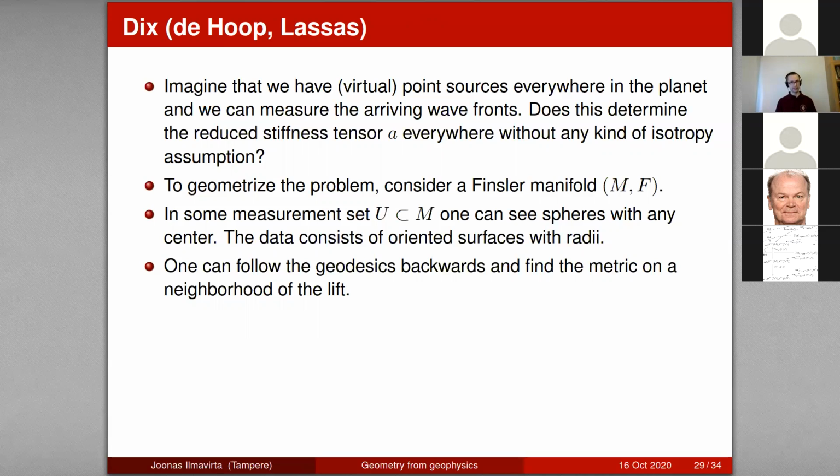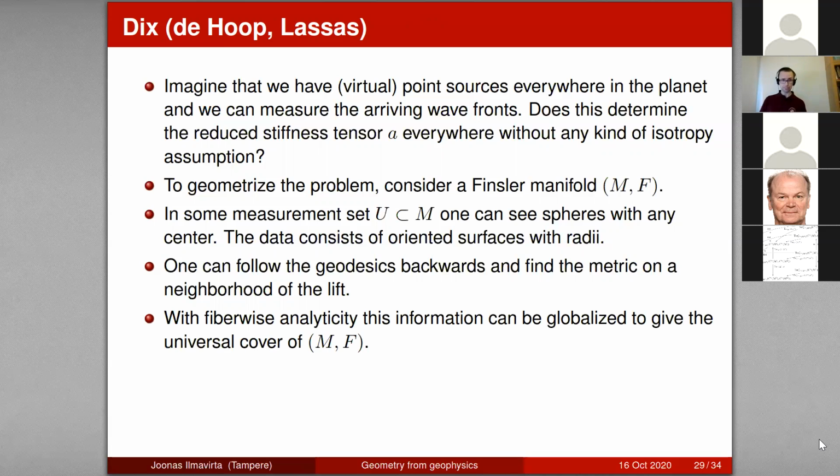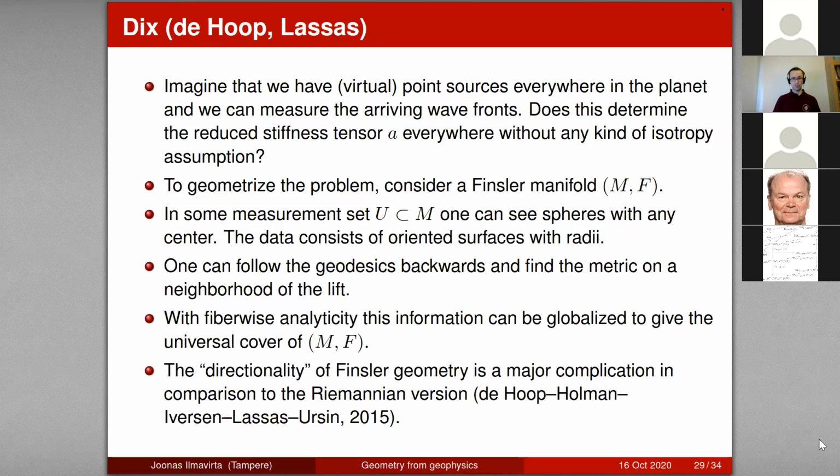Okay, so again, I'm skipping a whole lot of detail here, but I just want to give flavors of the kinds of problems that I'm doing. And if you have some nice conditions, like fiber-wise analyticity, which just means that the Finsler metric is real analytic on every fiber, this information can be globalized, and it does not really determine the Finsler manifold, but it determines its universal cover. Well, that is not really an issue, because we know the topology of our whole planet. But from a mathematical point of view, there is this funny freedom to have covering spaces. Okay, so this fiber-wise analyticity is actually valid in the elastic setting, so it is not a big deal. So this directionality of Finsler geometry, where things depend on direction much more heavily than in Riemannian geometry, is a major complication in comparison to the Riemannian version of the result from like 5 years ago.